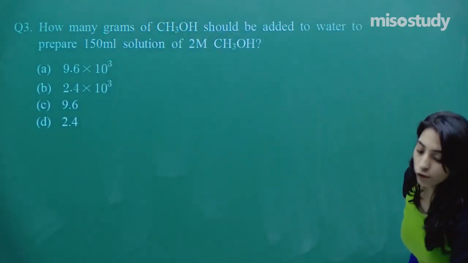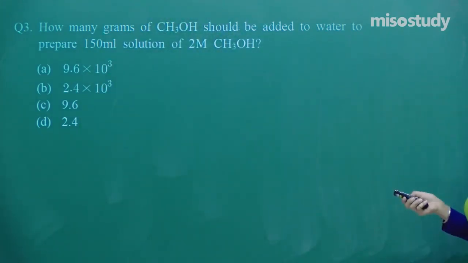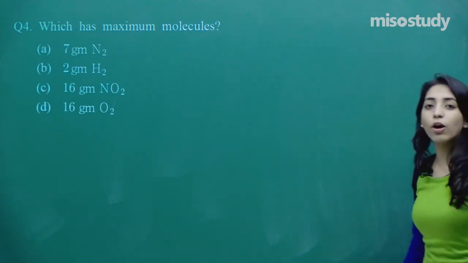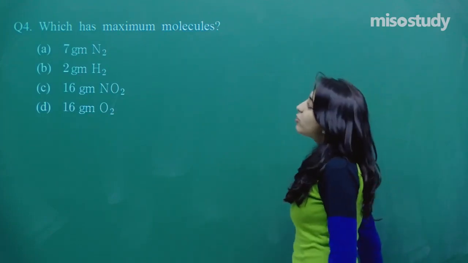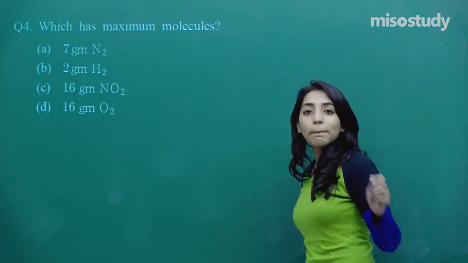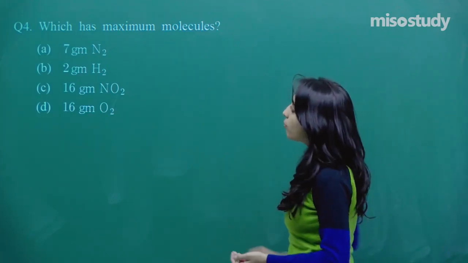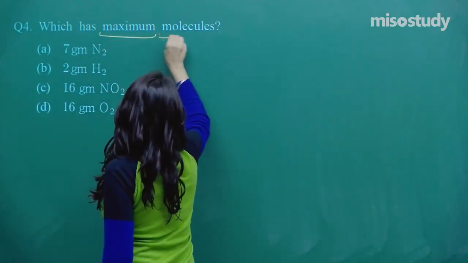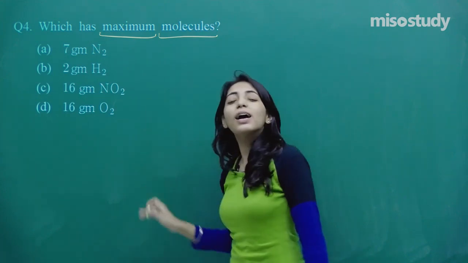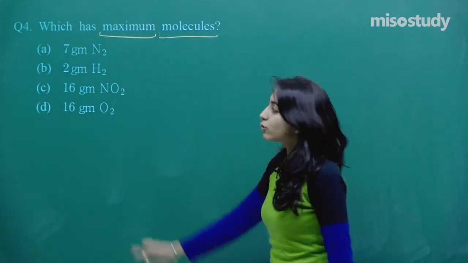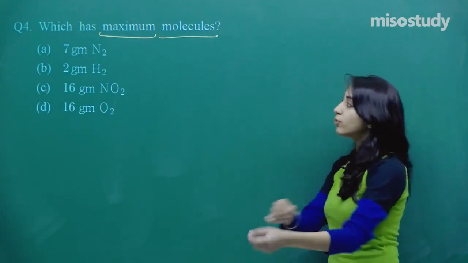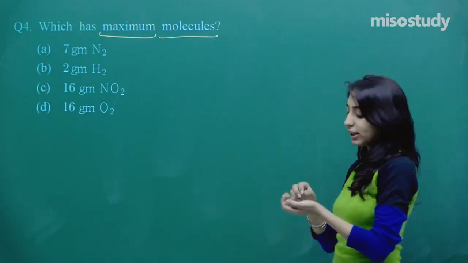So if I move on to the next question that I have, it is again a very small question, right? The question is, which has maximum number of molecules? Maximum is important, molecules is important. I am not concerned about that, right? So we need to find maximum number of molecules in each of them. Which will be having the maximum number of molecules? Let's see.